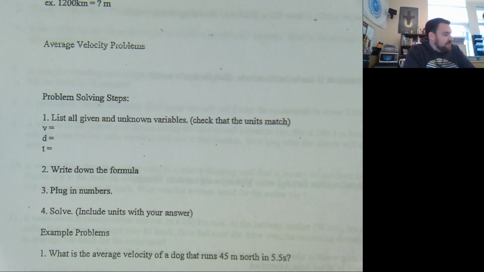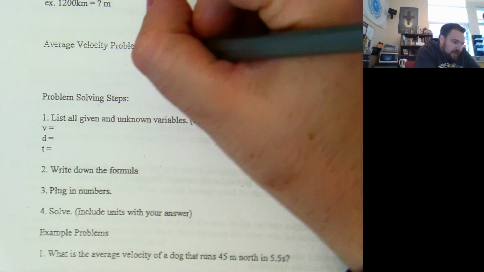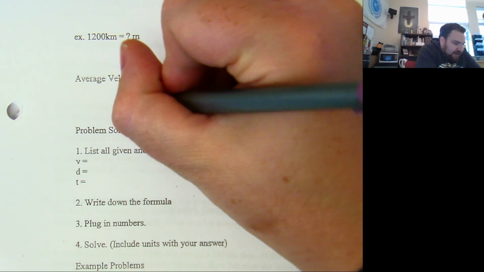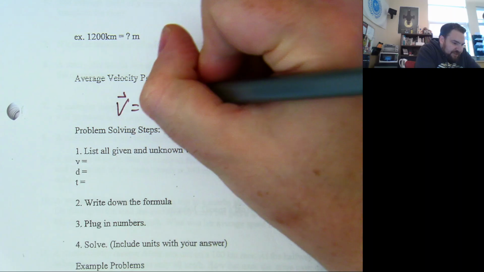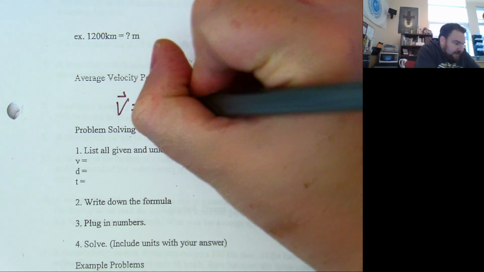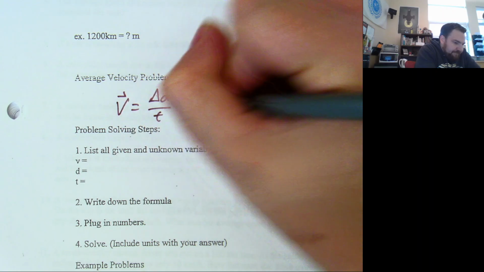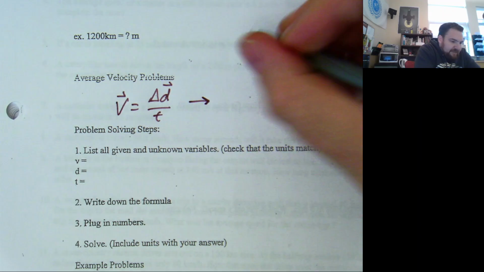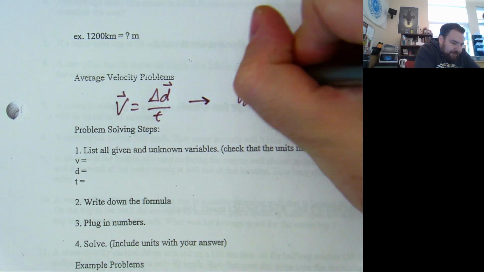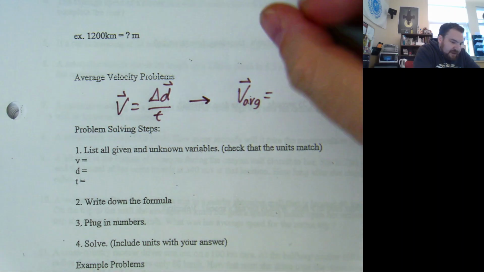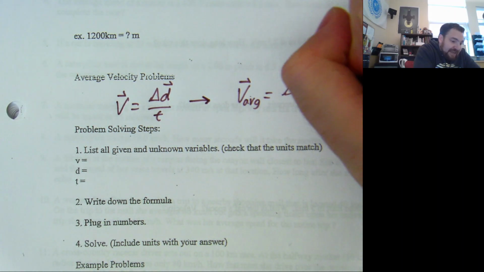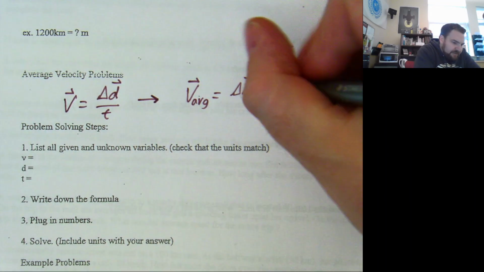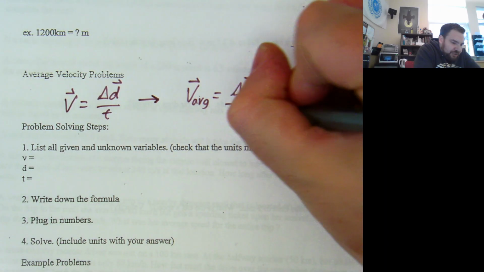So, average velocity problems. We're going to tweak our formula from before. Earlier we said that velocity was equal to the displacement divided by the time. I'm going to tweak this to make it the average velocity formula. What we're going to look at is our total displacement. I'm going to add this big T down here, and believe me, it's going to matter, divided by our total time.